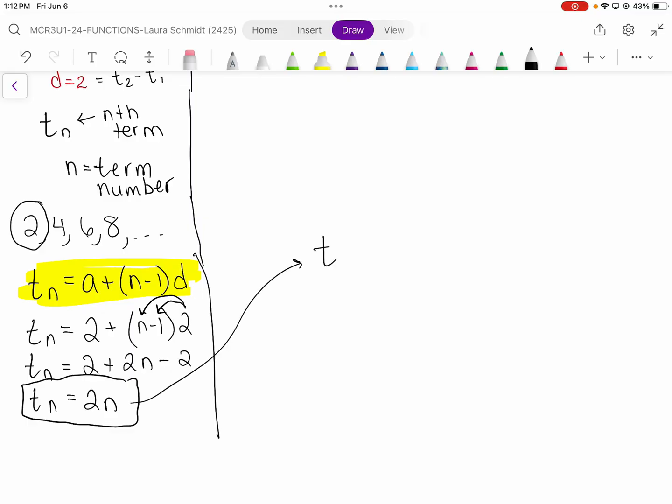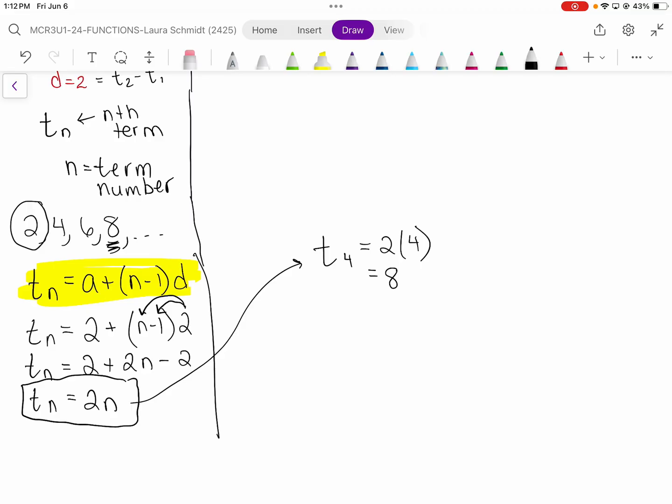What if I wanted to find, let's find the one that we know just to make sure it works. Let's find the 4th term. So we're gonna find T4, term 4. So all we have to do is replace the n with a 4. So 2 times 4 equals 8. It works.